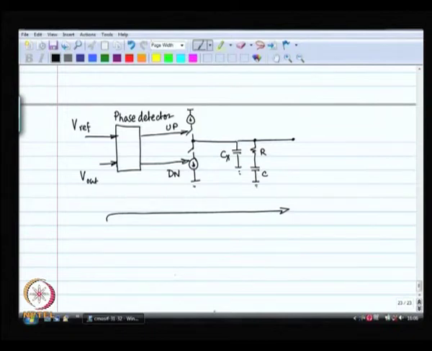Do you want this particular node to be changing? No, this particular node is going to the voltage controlled oscillator. This is the control voltage. It should be a fixed voltage, because if this voltage is changing, then the frequency of the VCO will also be changing. You do not want this voltage to be changing at all.